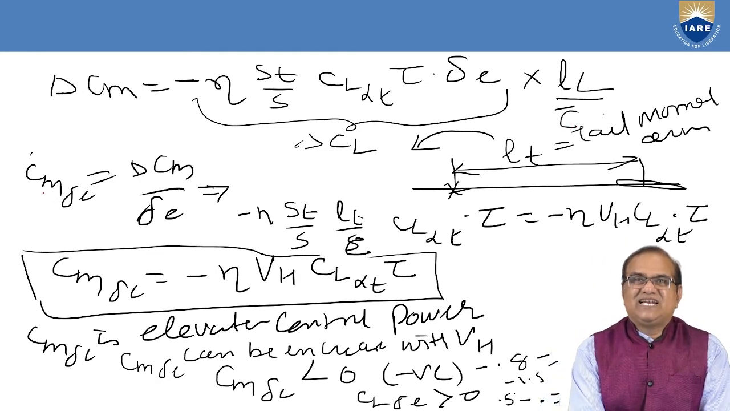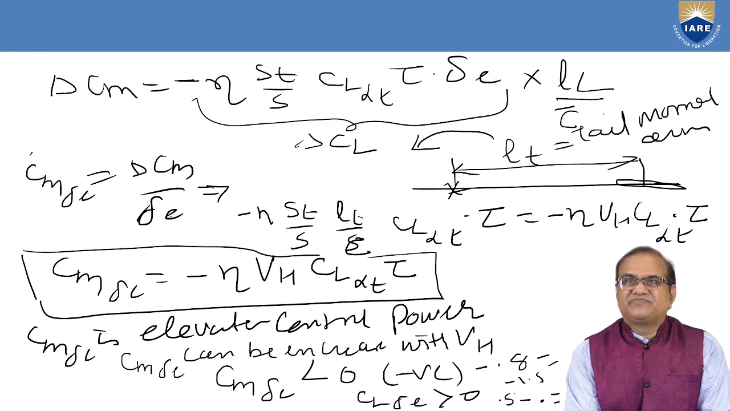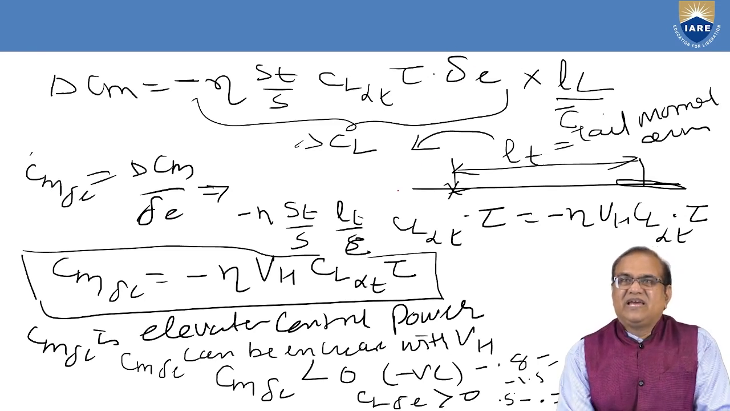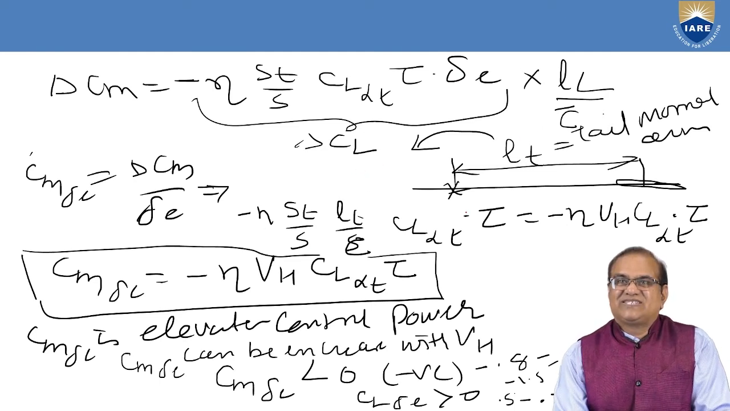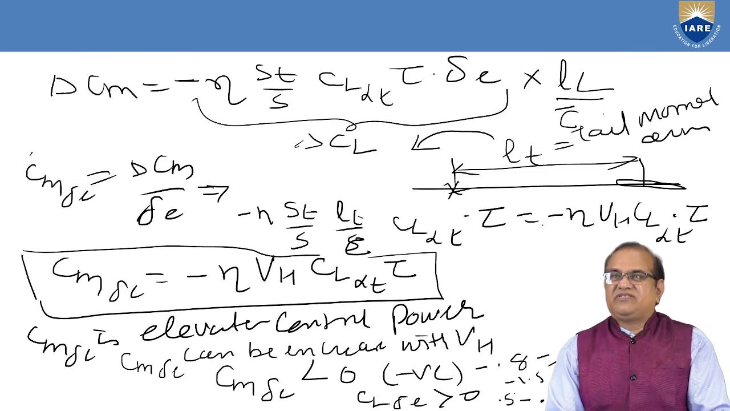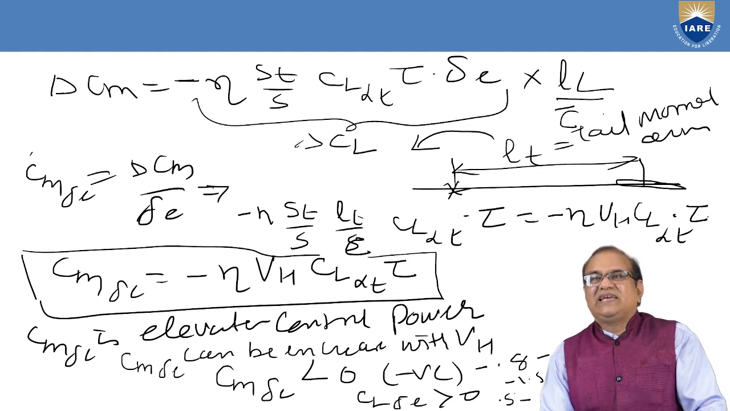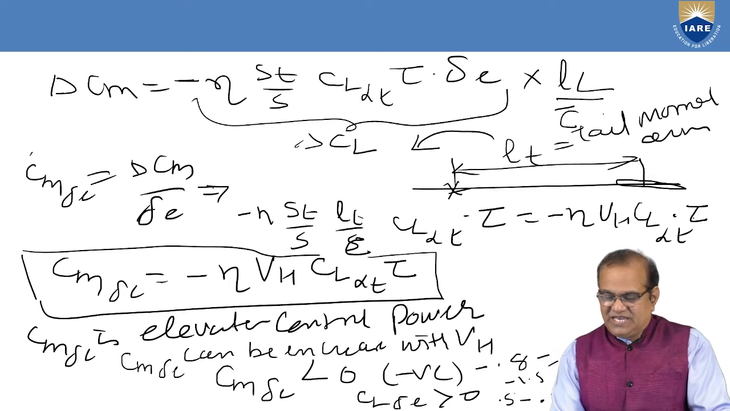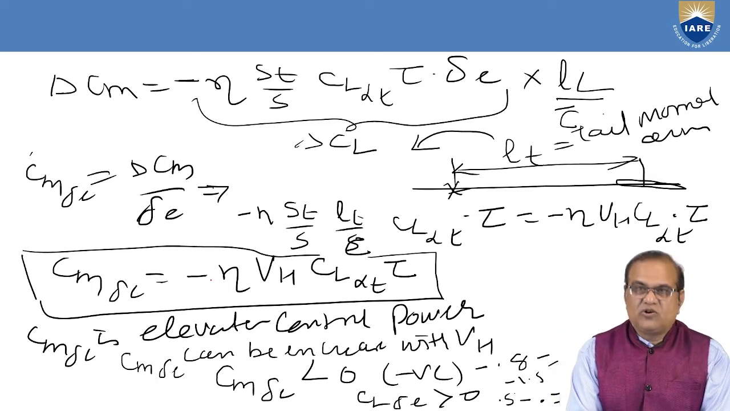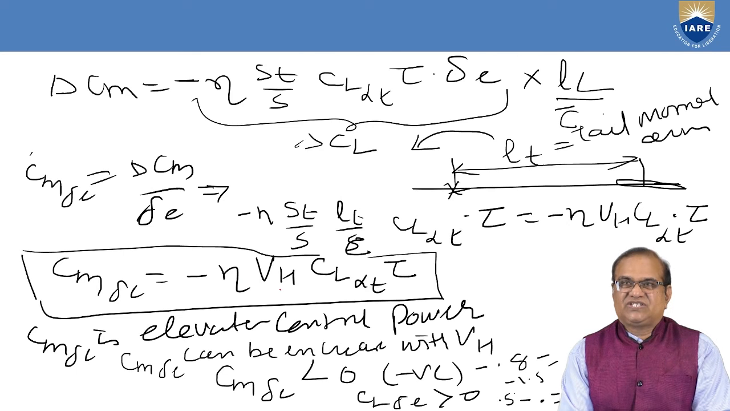C bar is the average chord of the wing. So here Cm delta E is equal to dCm by d delta E, so this delta E will be cancelled. So minus ST by S, LT by C bar, into CL alpha T into tau. So this will be minus eta VH CL alpha T into tau, and this delta E will be cancelled in the previous equation. So now Cm delta E is equal to minus eta VH CL alpha T into tau.